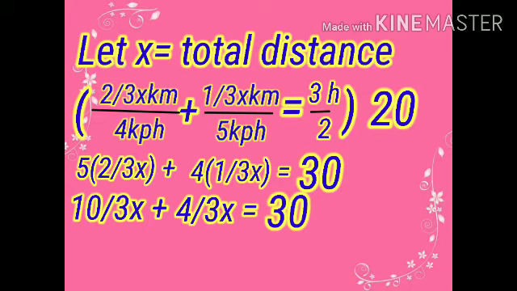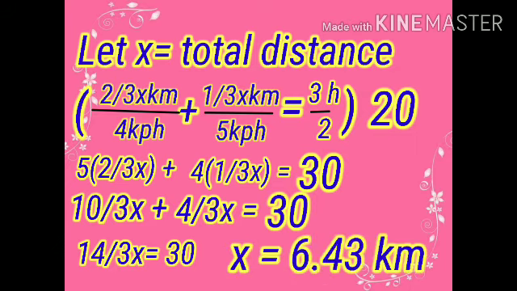10 over 3 x plus 4 over 3 x is equal to 14 over 3 x. By dividing both sides by 14 over 3, x will be equal to 6.43.